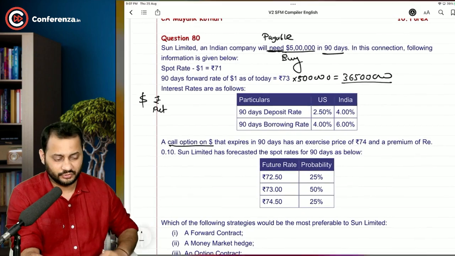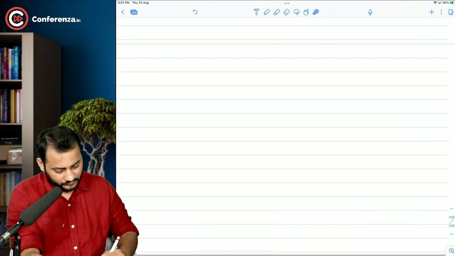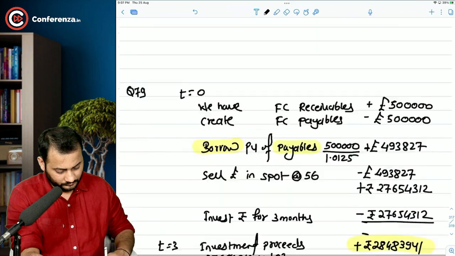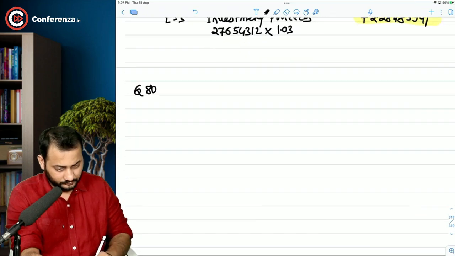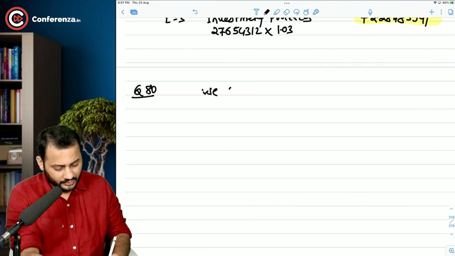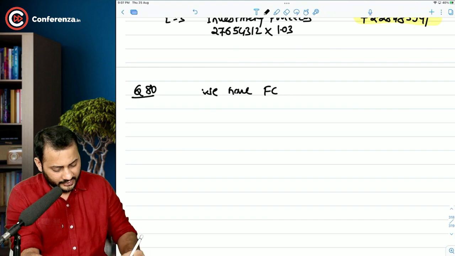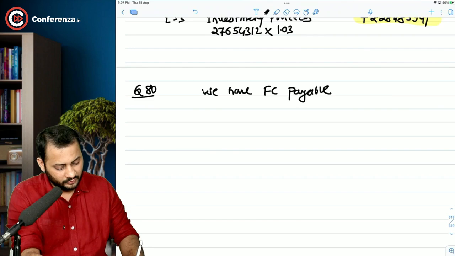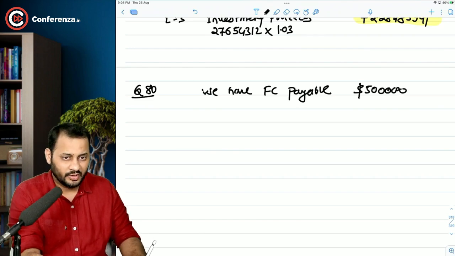I will just solve this question here. Question number 80. We have a foreign currency payable, right? Just keep doing the exact opposite. How much? $5 lakh. So what should you do now? After 90 days, you have to make the payment of dollars.